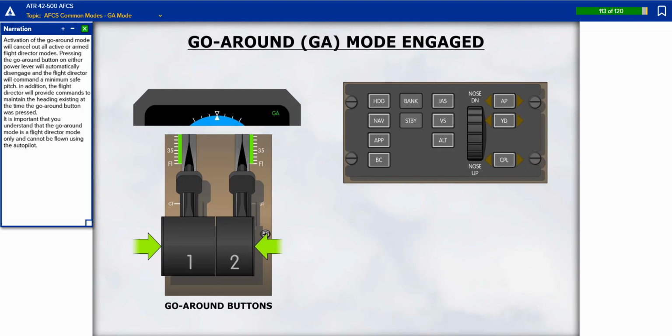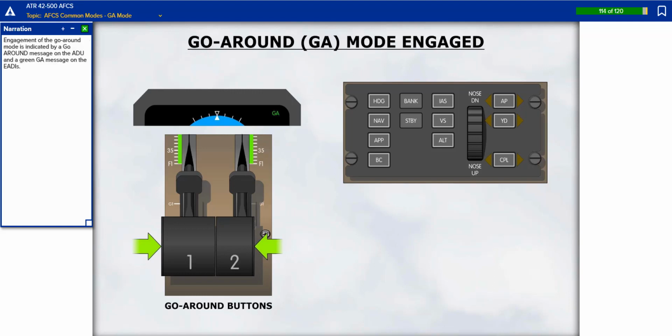Activation of the go-around mode will cancel out all active or armed flight director modes. Pressing the go-around button on either power lever will automatically disengage, and the flight director will command a minimum safe pitch. In addition, the flight director will provide commands to maintain the heading existing at the time the go-around button was pressed. It is important that you understand that the go-around mode is a flight director mode only and cannot be flown using the autopilot.